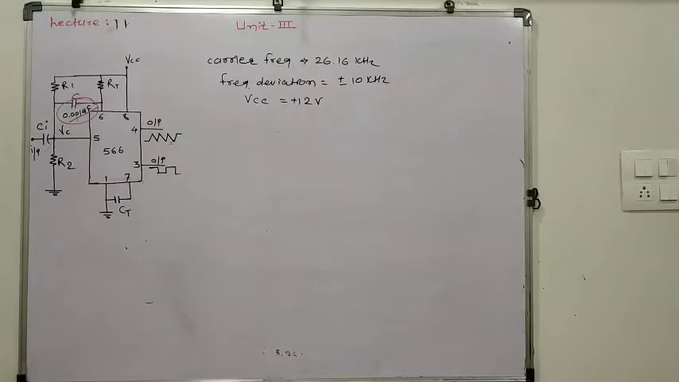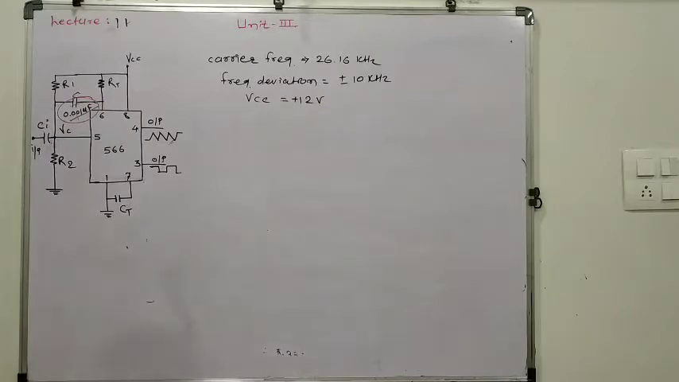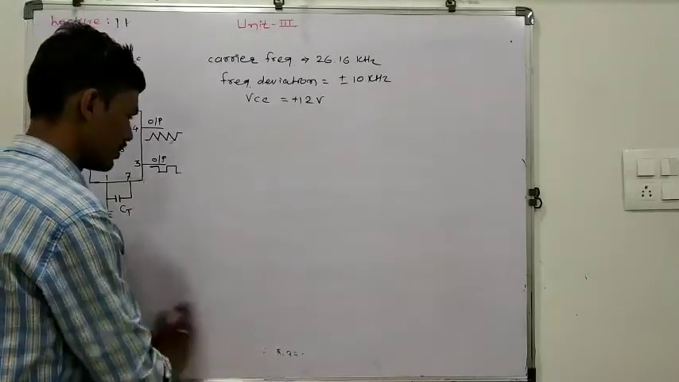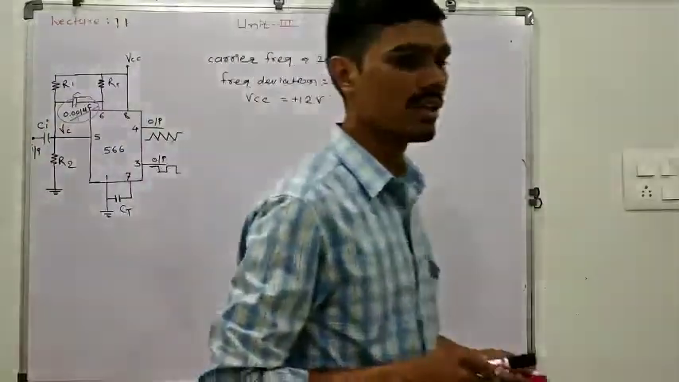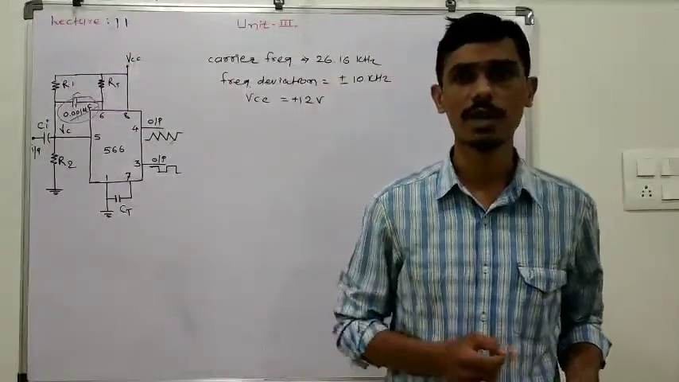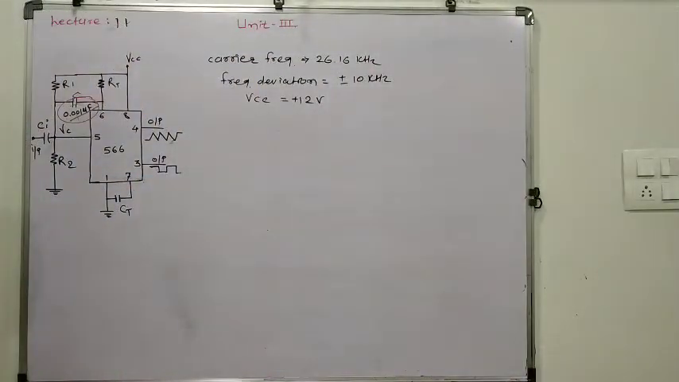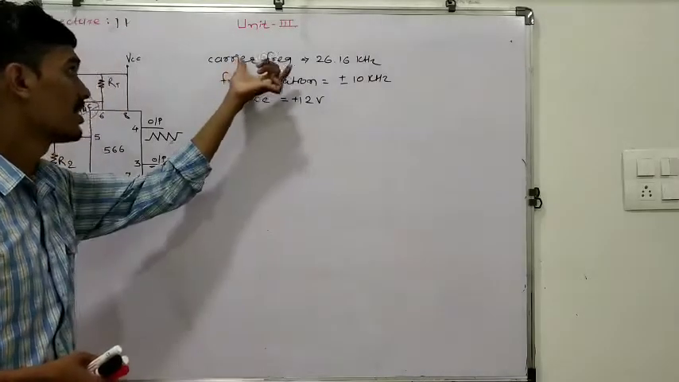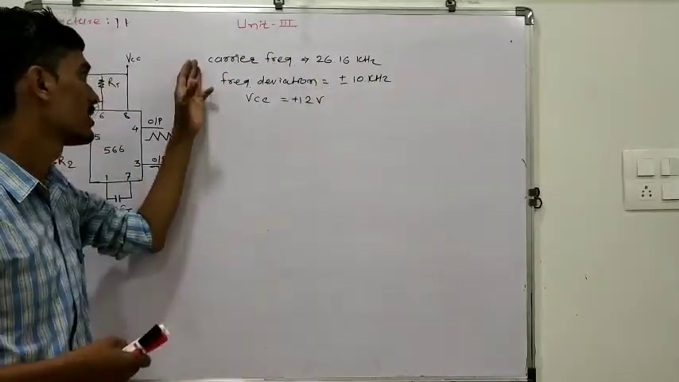Now here we have to design an FM modulator. When we discussed the IC 566, we said that this IC may be used as an FM modulator. That is one of the characteristics, or one of the applications, of this IC 566, which we already discussed in the characteristics of the VCO. Now we have to solve the problem based on that FM modulator, where the carrier frequency is given as 26.16 kHz.